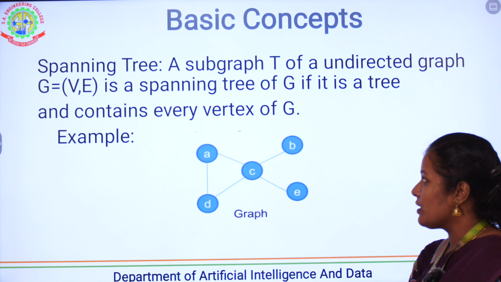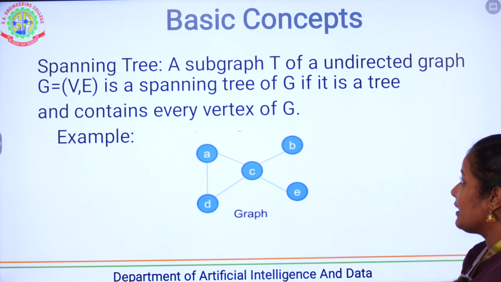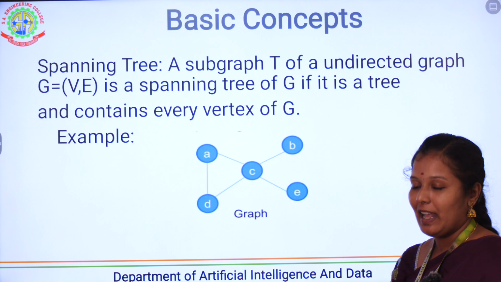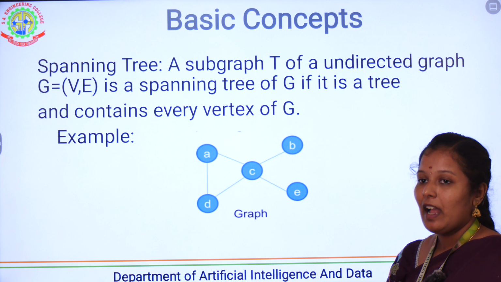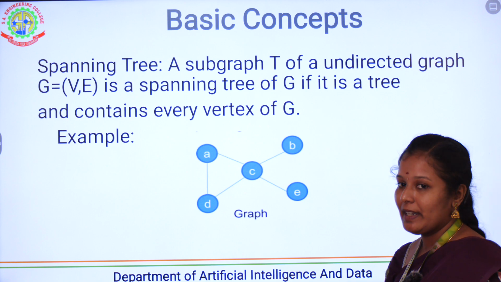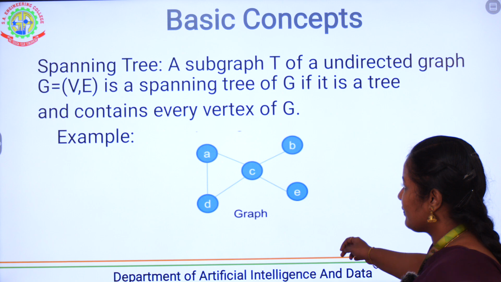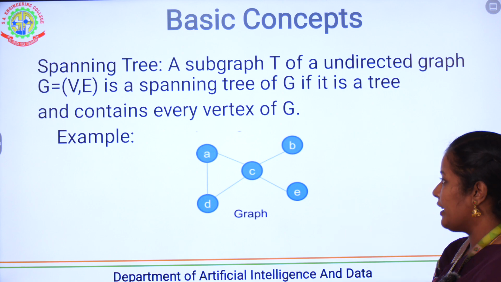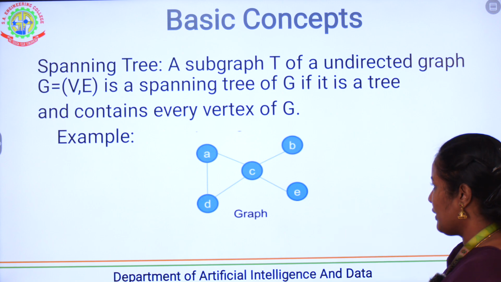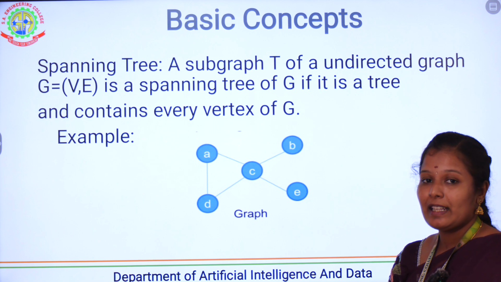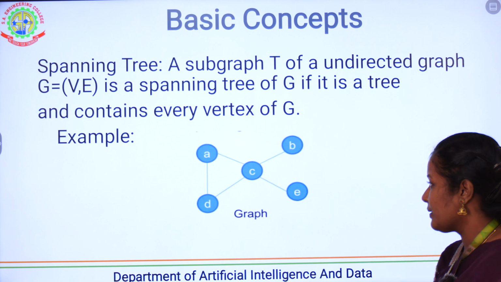Next, the basic concept of a spanning tree. A spanning tree is a subset of the undirected graph. It has weights and edges, and G is equal to vertices and edges. For example, A is connected with node D, and A is connected with node C, and C is connected with B and E nodes. C is the mid node for all these nodes.